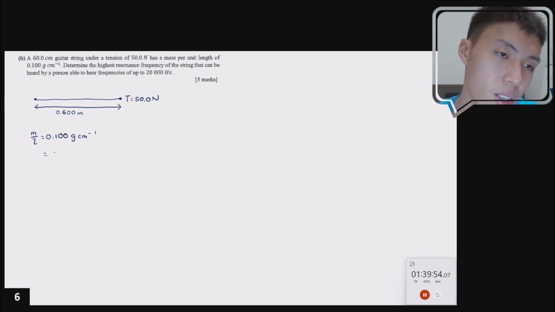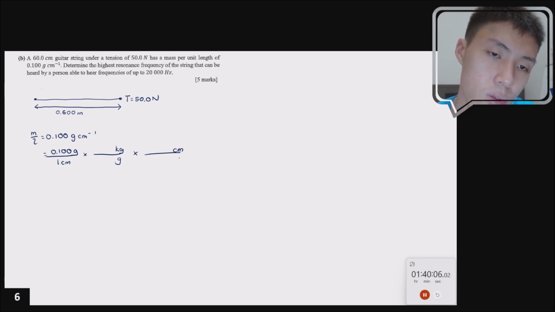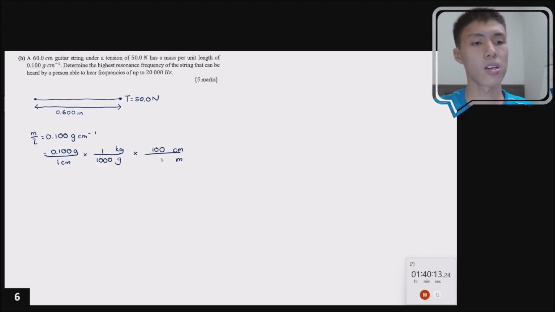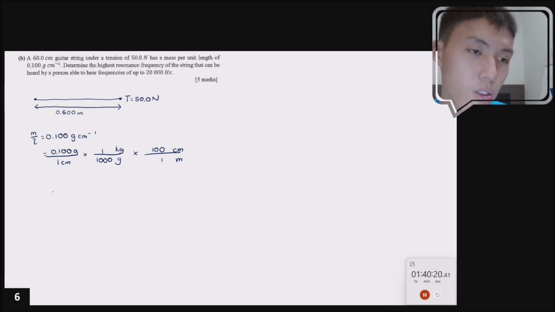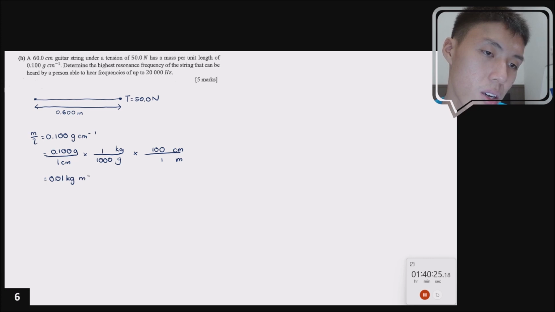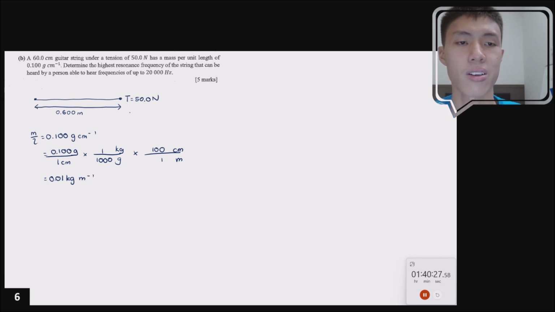So if you convert, you take 0.100 gram per 1 cm. You want to eliminate gram, introduce kg. You want to eliminate cm, introduce meter. So 1 kg consists of 1000 gram, 1 meter consists of 100 cm. If you do that, you get 0.01 kg per meter. Okay, so this is your mass per unit length for now.